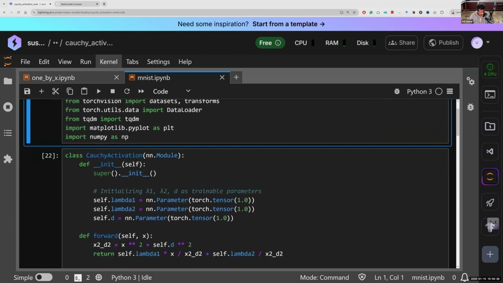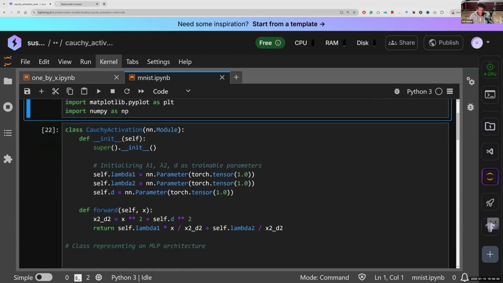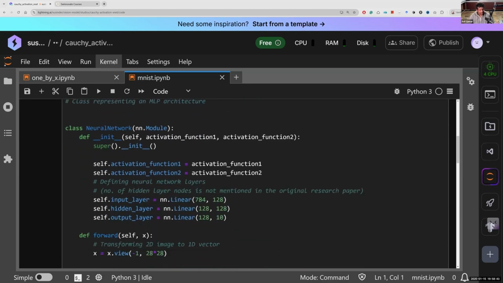So this is just imports, same class, no changes here. And then I'm defining a neural network here. Now remember, the input here is an image. The size of that image is 28 by 28, a grayscale image in the MNIST dataset. So the first thing we have to do is vectorize it. We take 28 by 28 and make it a single dimension. So 28 times 28 becomes 784.